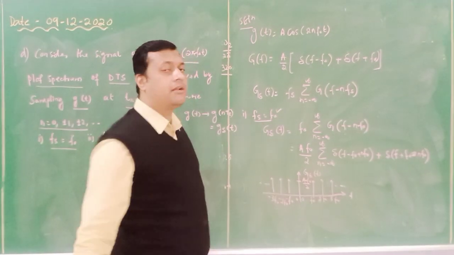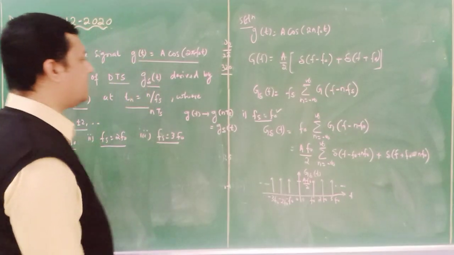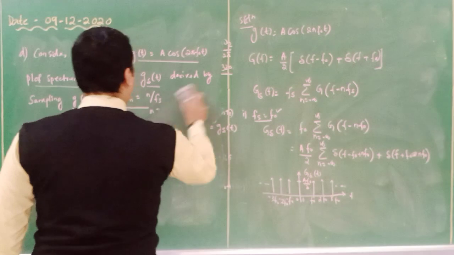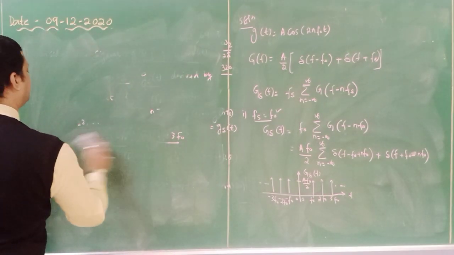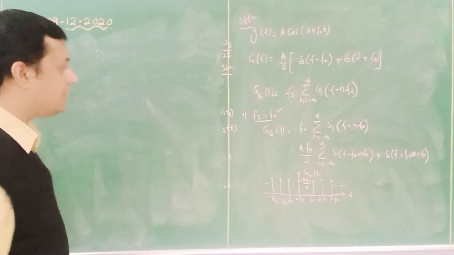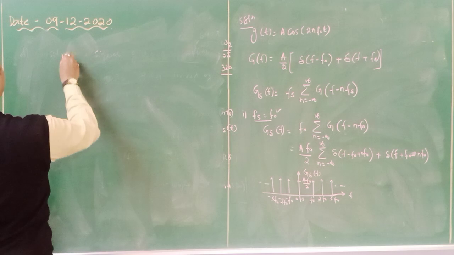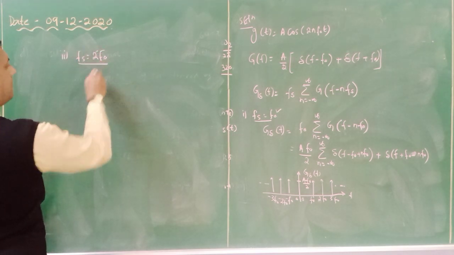So for which particular case? If your sampling frequency is same as F naught. Similarly, you need to represent Fs is equals to 2 F naught. Okay. So for the second case, Fs is equals to 2 F naught.